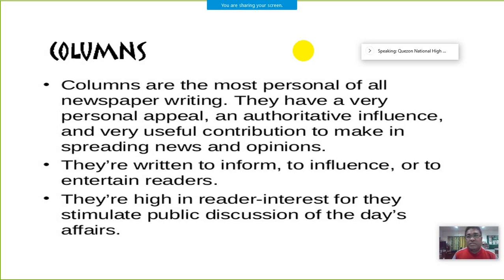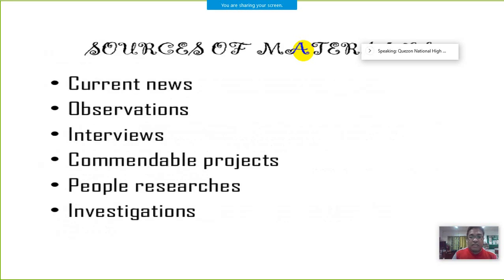So the topics may be something local, something community-based, something of national interest, or any other facet of life. It could be about the latest fashion, a book review, or what teenagers can relate to. What are the sources of topics in column writing?